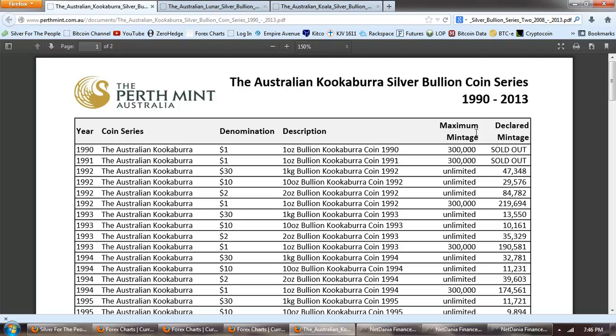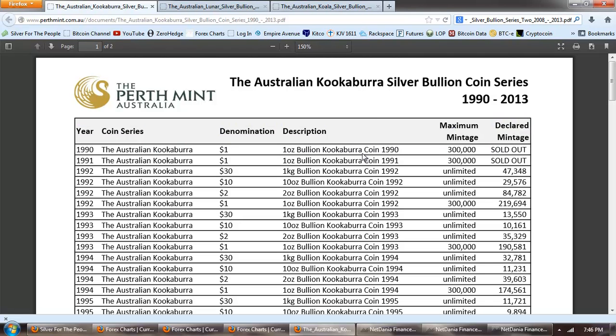You have to understand these two columns. The first column here is the maximum mintage. That is the total amount that Perth will mint them at. And remember, some of these are minted on demand, some of these are pre-subscribed. But the main thing to keep in mind is that for the 1 ounce Kookaburra, you have this 300,000. That's the maximum number. Once that's reached, then you can see declared mintage, it becomes sold out.